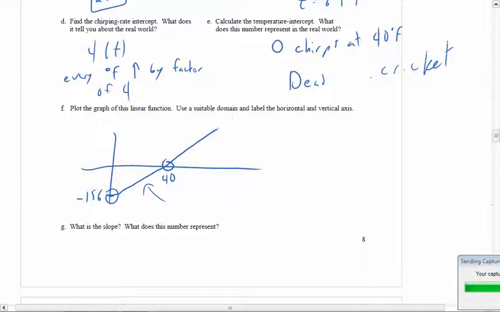Of course, it doesn't realistically make sense. There's got to be some place up here where it's just too hot. I don't know where that is, but obviously this can't go linear forever. Eventually you're going to get too hot, and these crickets are going to be dead. The slope just represents the number of chirps per minute with respect to the temperature, and that's what the slope represents for this example.